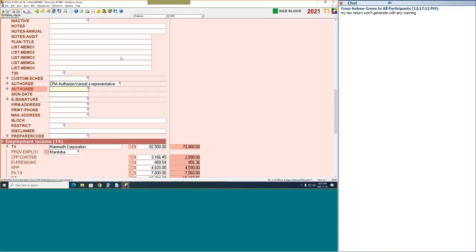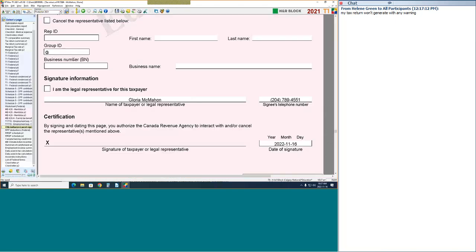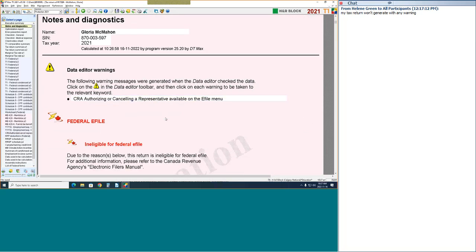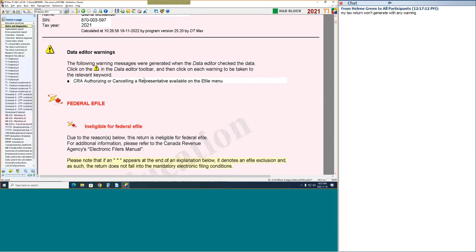And then after we've authorized it, again, I'm going to come here and clear my warning to make the warning go away. But if I have done that and I go back up to my notes and diagnostics, I'm still going to get that warning saying, make sure you filed it. So that warning, any warning related to CRA authorizing or canceling representative, should be okay. And then in an office, once you have filed it, some of those warnings will go away.